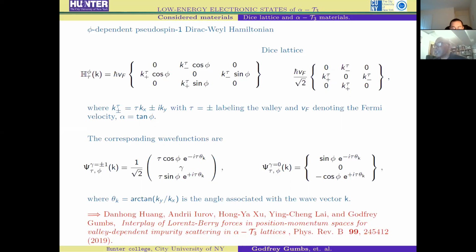The energies, as I said, are labeled by gamma. They're not labeled by tau. However, the wave functions, which are given here for the conduction and valence bands, as well as for the flat band, are labeled by the valley index tau. So the two valleys are degenerate in energy with different wave functions. It would be interesting to see what happens when you apply an external EM field.